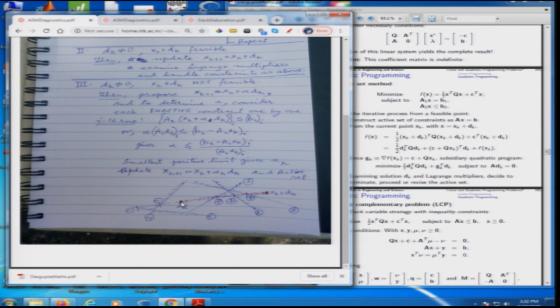Say you started from here and dk was this much, from this red star to this red star, this much decay was proposed as the optimization process in this particular iteration. Now, suppose there are 5 inactive constraints. The first constraint boundary is this, so that is cutting here. That means you cannot take this step, you have to take at most this much.